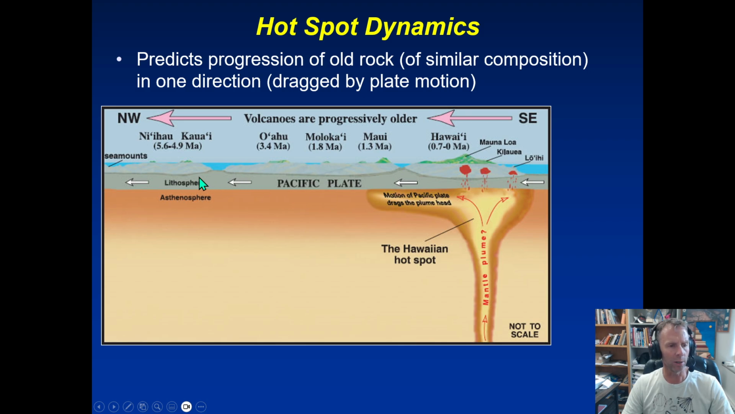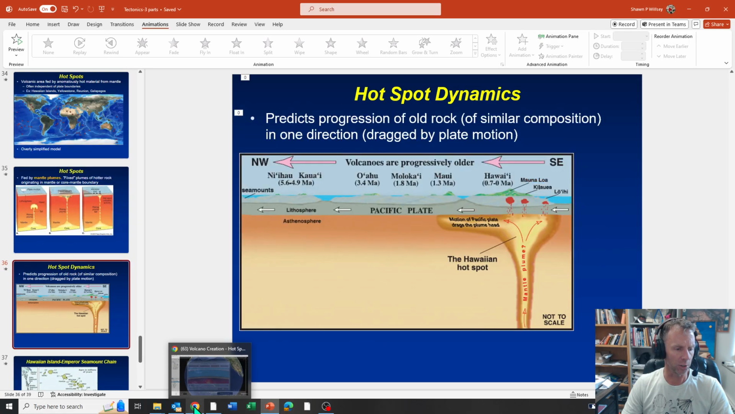So what this model or this hypothesis predicts is that you should get a series of volcanic features, in this case islands, that get older in one direction, in this case to the left, and in the other direction they get younger. The composition should be pretty much the same. So if you go sample the rock, their chemistry should be the same. And this would be the consequence of this classic simplified mantle plume hotspot idea. Let's go ahead and check out how this looks with a couple animations here.